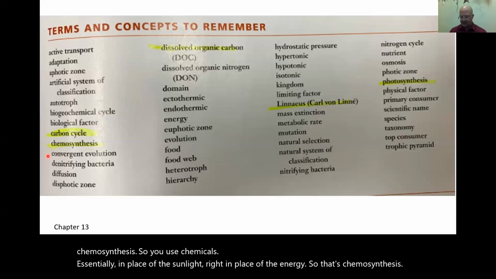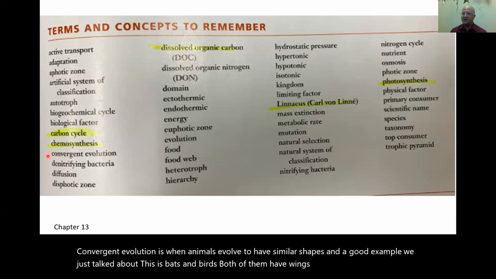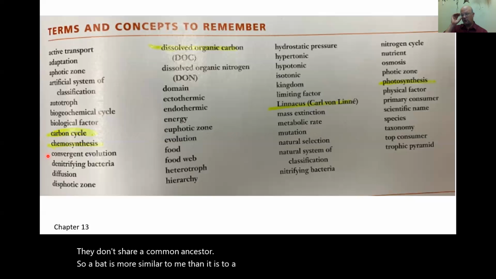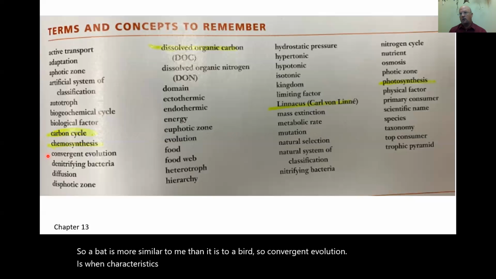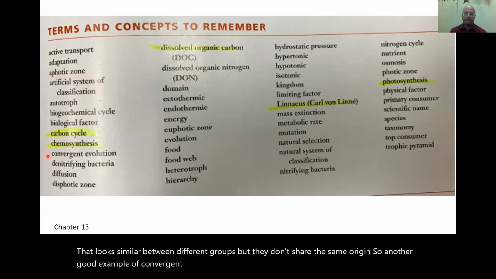Convergent evolution is when animals evolve to have similar shapes. And a good example, we just talked about this, is bats and birds. Both of them have wings, but they don't share a common ancestor. So a bat is more similar to me than it is to a bird. So convergent evolution is when characteristics evolve that look similar between different groups, but they don't share the same origin. So another good example of convergent evolution are eyes. Eyes have evolved multiple times. Lots of examples of convergent evolution.